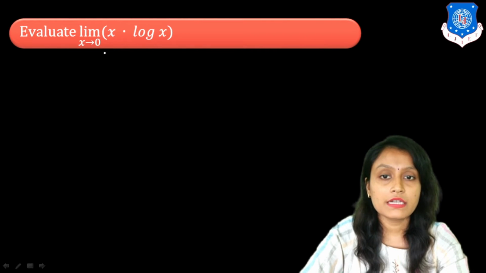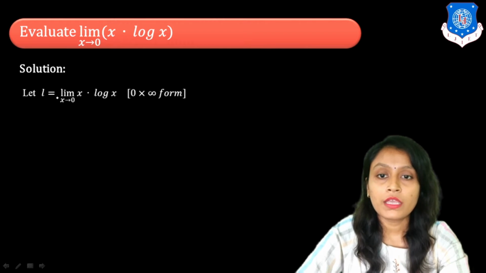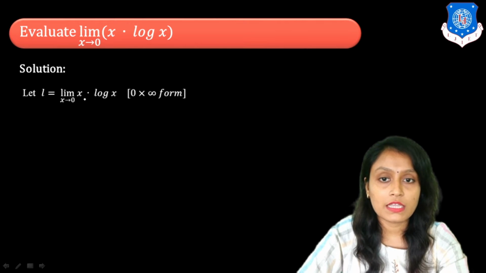Evaluate limit x tends to 0 x into log x. So let's begin with the solution. Consider this limit as L. Okay, now if you substitute x is equal to 0 here, you will get 0 into log 0, that is infinite, so you will get the form 0 into infinite.